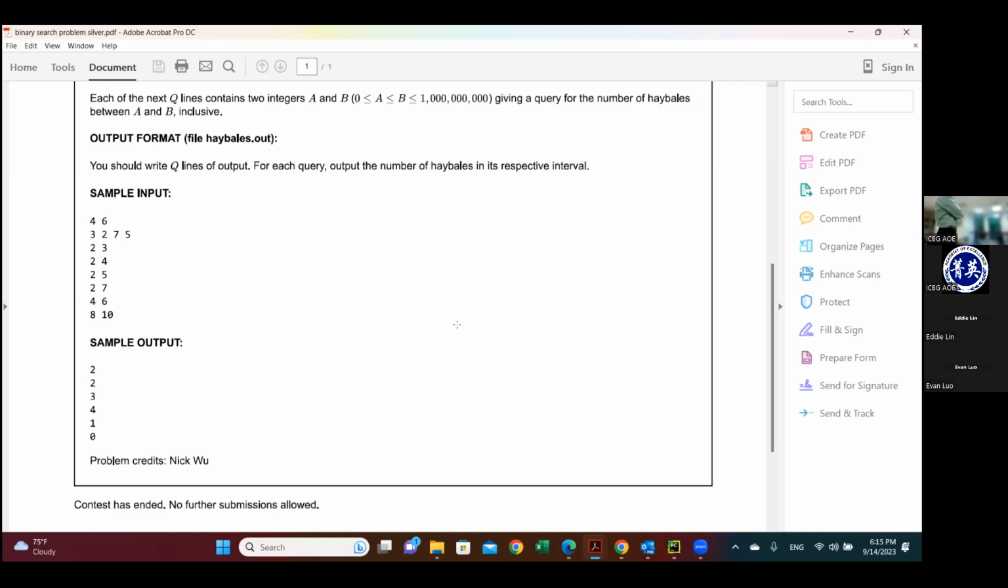So, anyone has a solution, or you think you have no clue, really no clue? No, I don't know how to do this at all. You have an idea? Anyone? Have an idea?